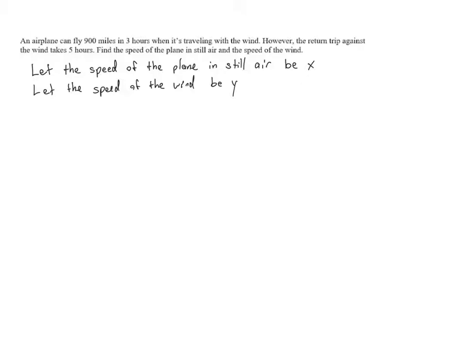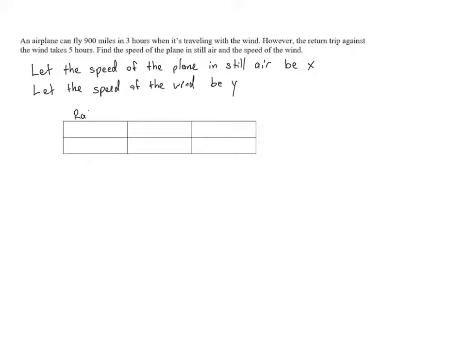Now, just like the other problems, we're going to organize our information in a table. So let's make our table. It's going to have 2 rows and then 3 columns. We're going to label the tops of the columns rate or speed, times time, equals distance. Because in this problem, we're dealing with speeds, that's what they're asking us for, and times and distances. And this is the relationship between those quantities. Speed times time equals distance.